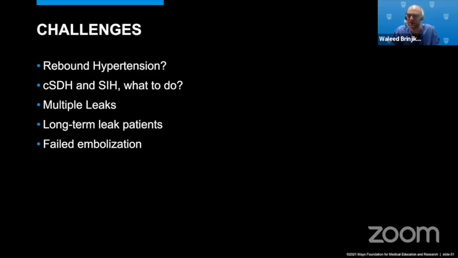And then what to do in failed embolization. Occasionally the embolization fails, occasionally surgery fails. So if I embolize T10 for a CSF fistula and they don't get better, the first thing I do is another DSM to see, are they leaking through T10? Or do they have a leak somewhere else? Because sometimes we see that happen. They find a leak somewhere else, and then I treat that.